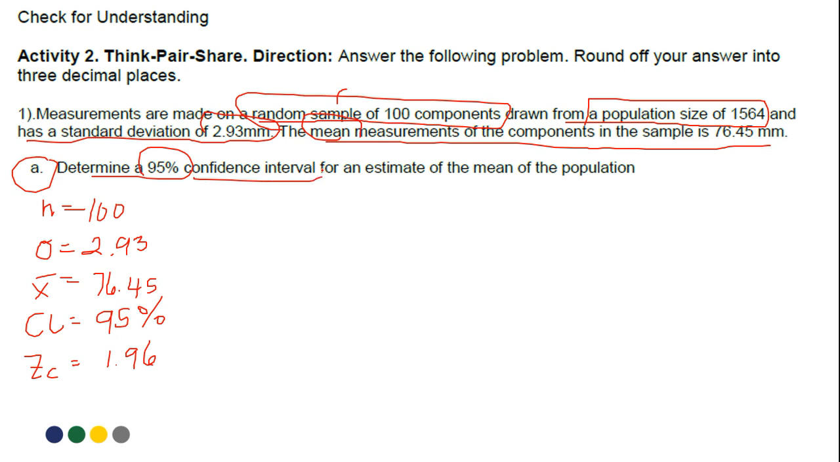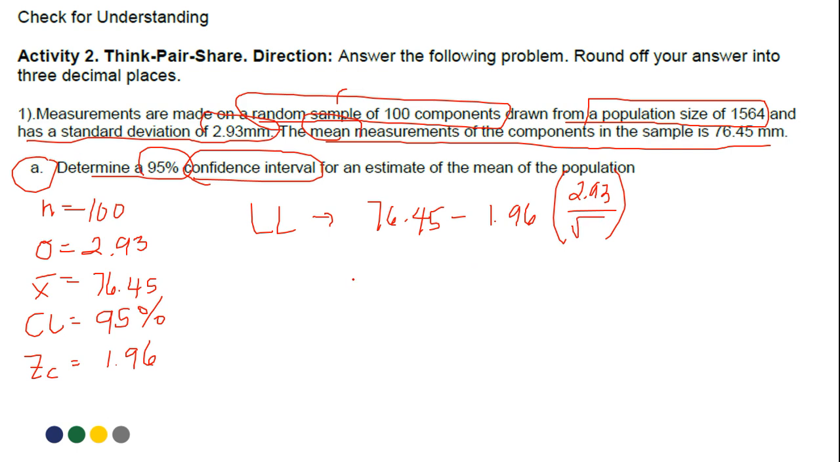Next, we're going to get the confidence interval, the lower limit and the upper limit. First, we're going to find the value of the lower limit. So x bar, that is 76.45, minus the computed value of the z value, or the critical value, which is 1.96, and the given standard deviation is 2.93, and of course the value of n is 100. Can you please give me the answer and round off your answer to 3 decimal places?